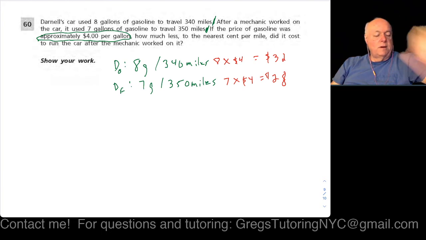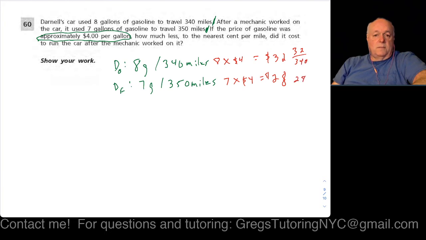I ran out of something to drink here. So those are the 2 total prices he got. So basically what we need to do is figure out 32 over 340. And also 28 over 350. Okay? And that'll give us the price it cost them to go per mile and stuff like that. All right? So 28 over 350.